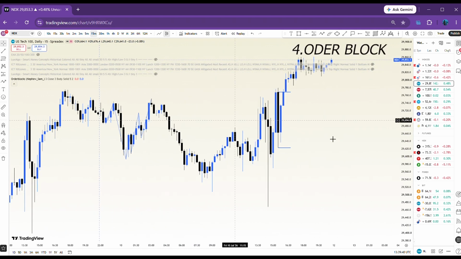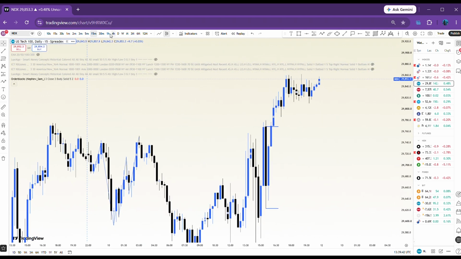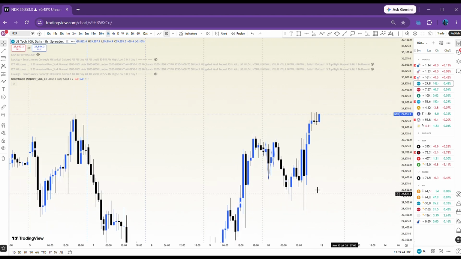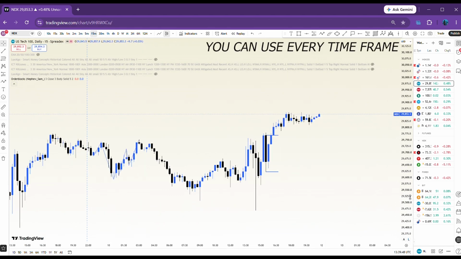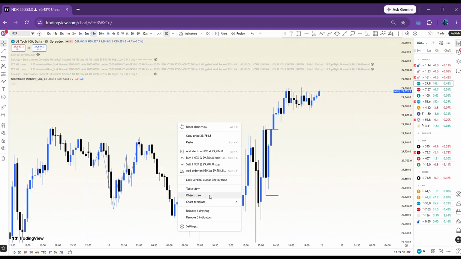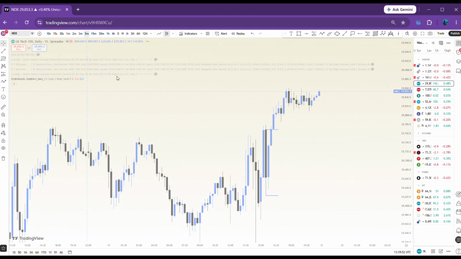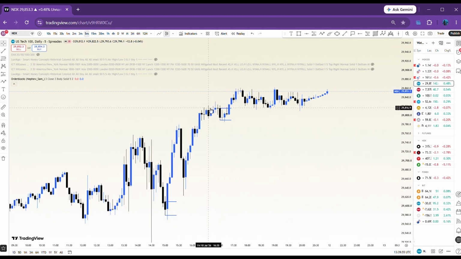When you look at the lower time frame, you can see an order block present. In 1 hour, you can see where the order blocks are present. In 15 minutes, you can see where the order blocks are present. And go to the lower time frame, you can see where the order block is present. The order block taps and goes to the high. The order block taps and goes to the high. This order block indicator is useful for you.